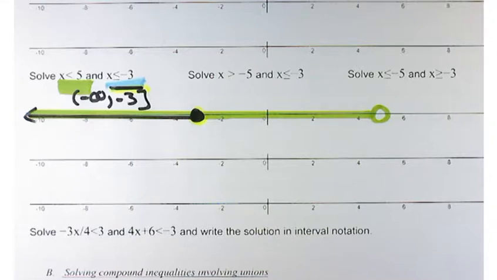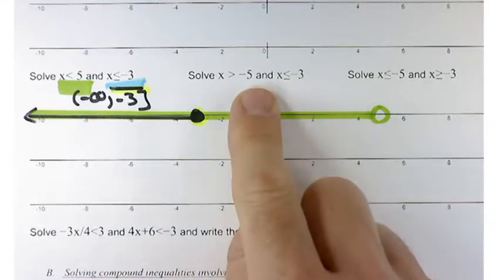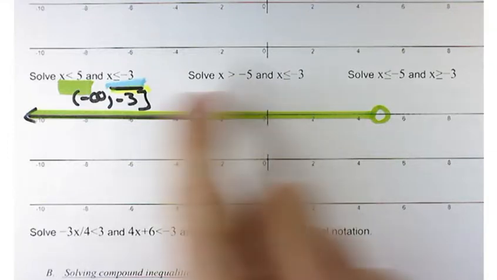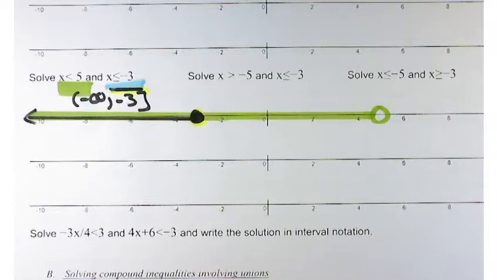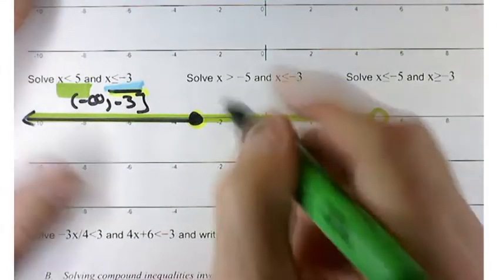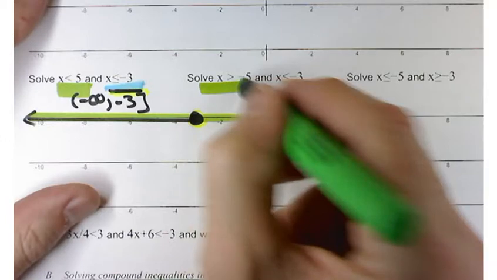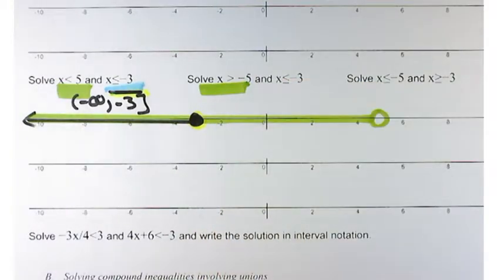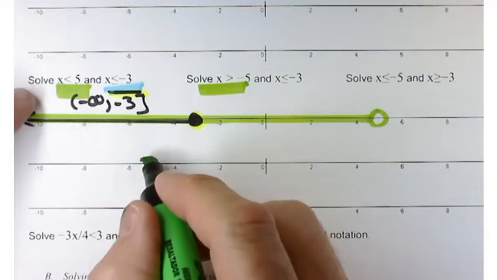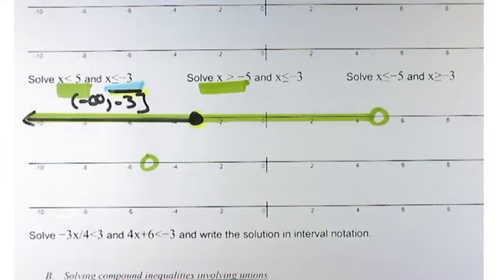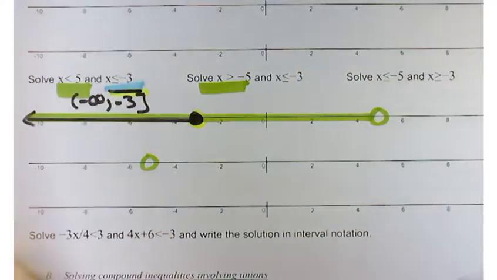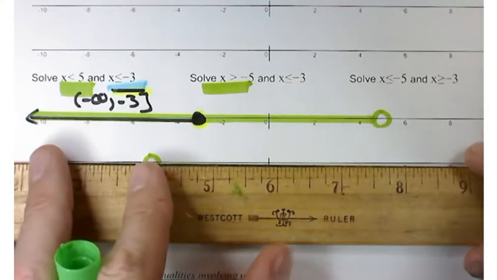Let's try again with this middle one. Are we okay with this one? All right. So let's see. Again, I'll use green for this one. x is greater than -5. So hollowed out on -5. What way am I going to draw this graph? To the right or to the left? To the right. So everything to the right.